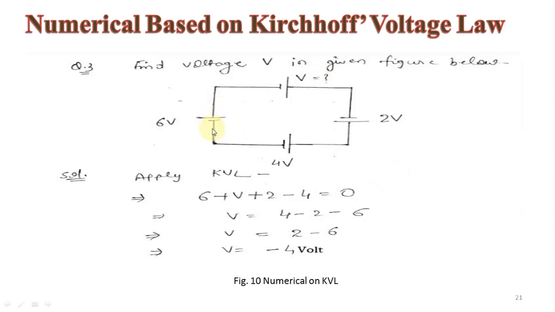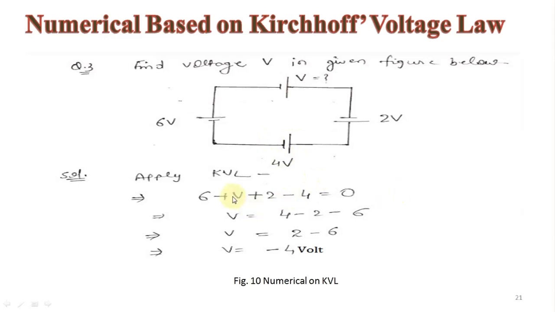By applying sign convention, the current flows from the negative side of the battery to the positive side of the battery, so the sign convention is plus 6. On this side, the current flows from negative to positive side of the battery, so the sign convention is plus V. Here also the current flows from negative to positive side of a battery, so the sign convention is plus 2, and here the current flows from positive side of a battery to the negative side of a battery, so the sign convention is minus 4, that is equal to 0.